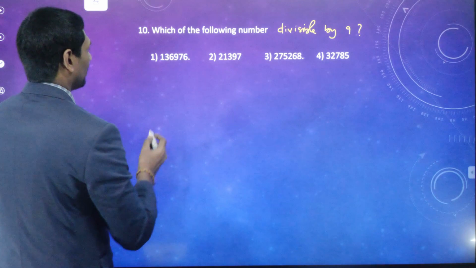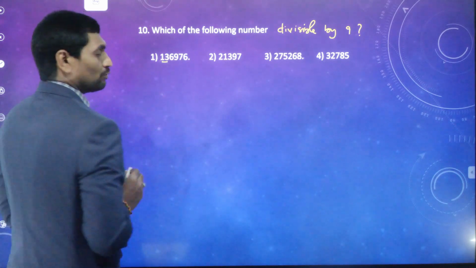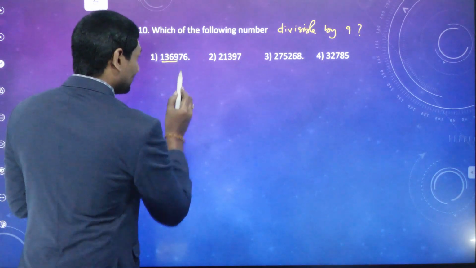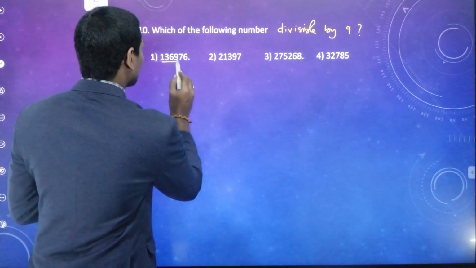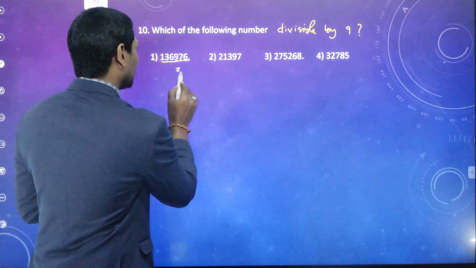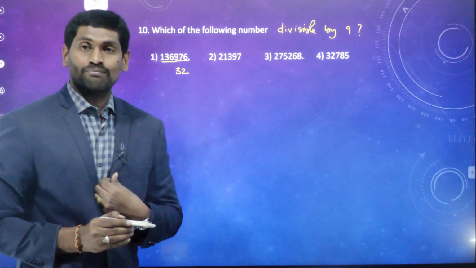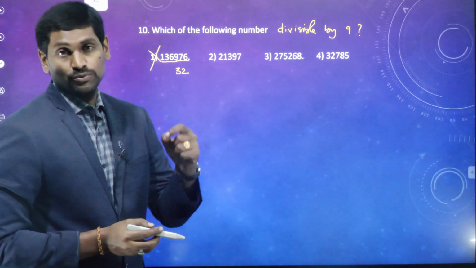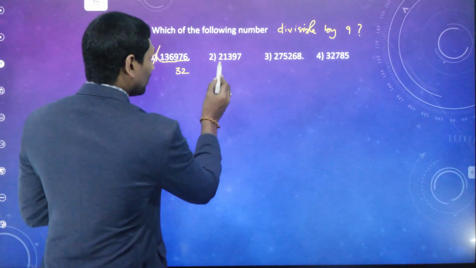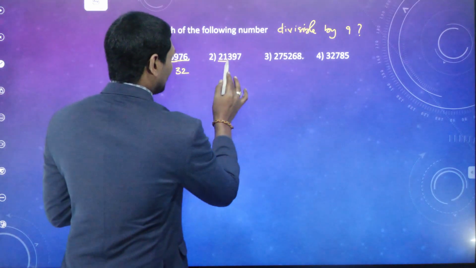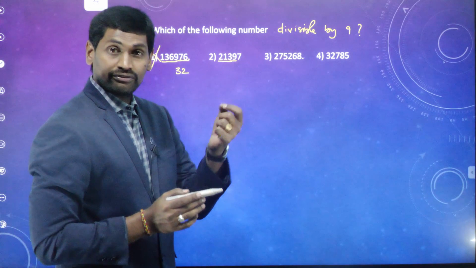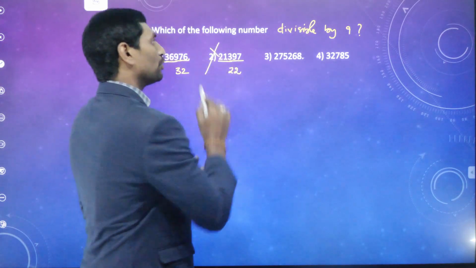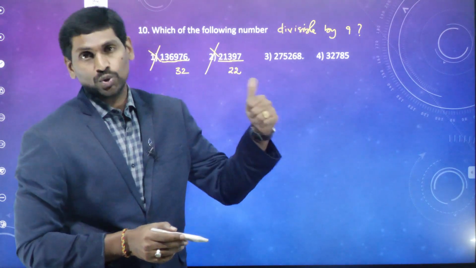Okay, check the digits. 1 plus 3 is 4, 4 plus 6 is 10, 10 plus 9 is 19, 19 plus 7 is 26, 26 plus 6 is 32. 32 is not a multiple of 9, so the first option is incorrect. Let us move on to the next option. 2 plus 1 is 3, 3 plus 3 is 6, 6 plus 9 is 15, 15 plus 7 is 22. So 22 is not a multiple of 9, so the second option is also incorrect.